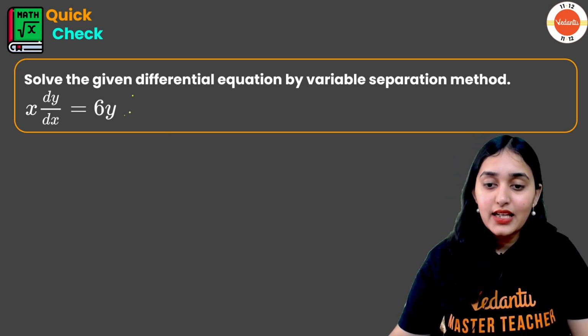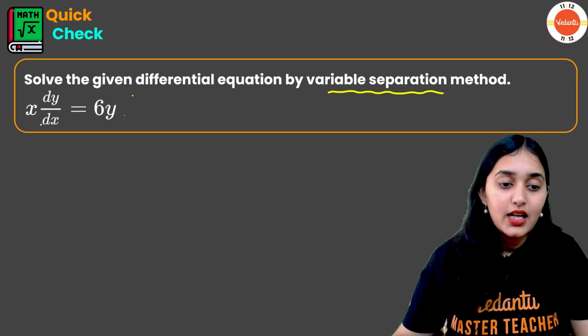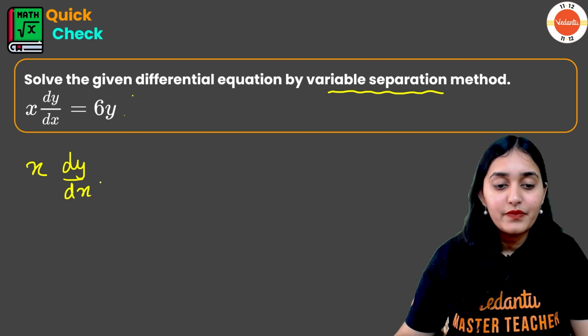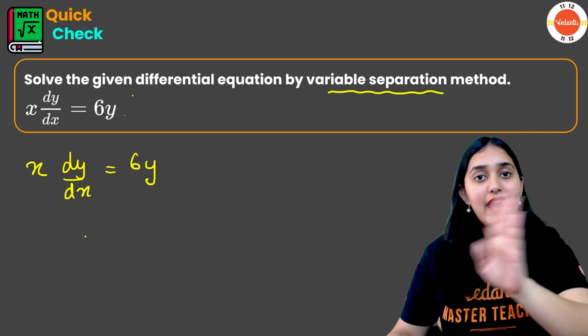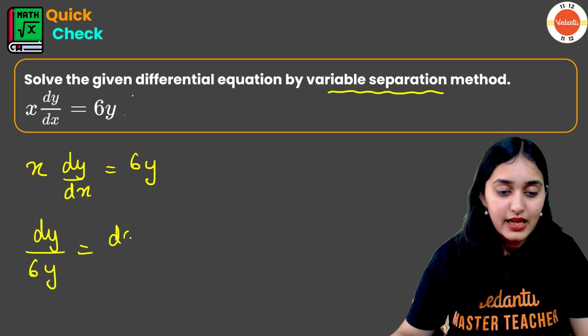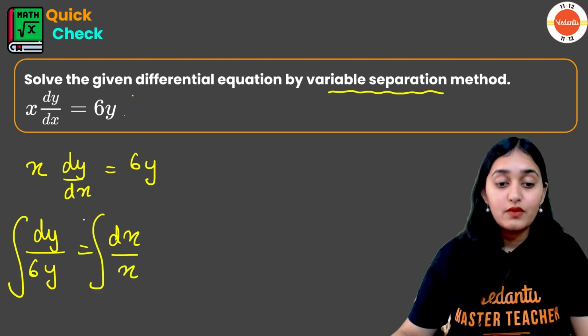There is a differential equation. Solve it by the variable separation method. So my equation is x dy by dx is 6 into y. So x on one side, y on one side. Let us do that. dy upon 6y is equal to dx upon x. Integrate. What do you get?